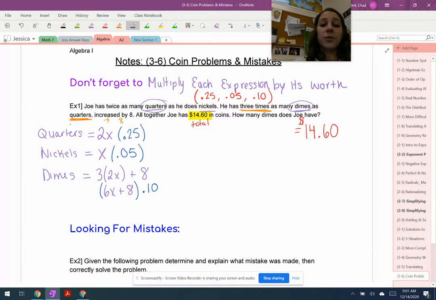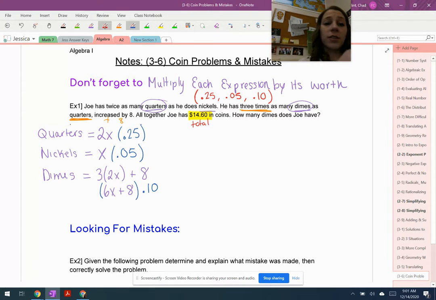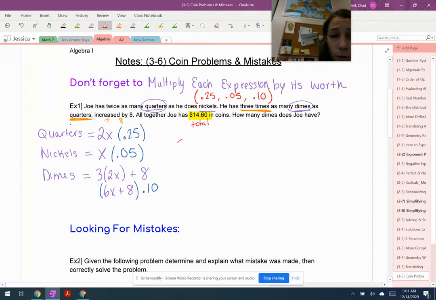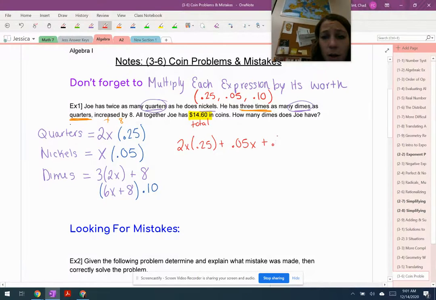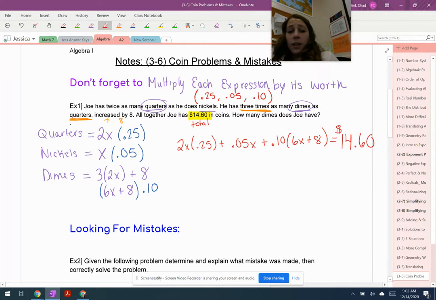So now I can use those expressions with the worths multiplied in to get this total of 14.60 that I'm just going to rewrite. So 2x times 0.25 plus 0.05x plus, I'm just going to move that 0.10 out in the front so it looks a little bit more normal, equals that $14.60 there. And this is where you can use your calculator to do this math for these decimals.